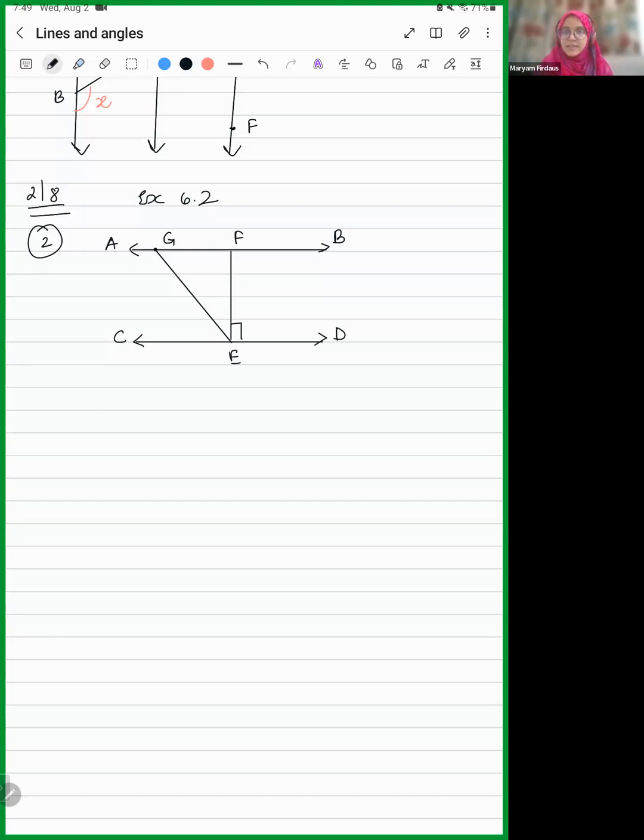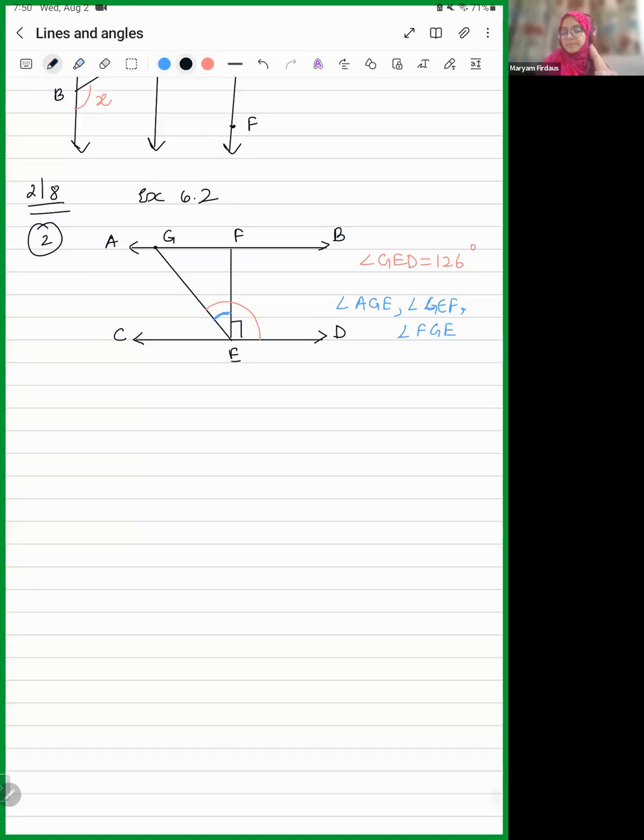They have told us that angle GED is 126. So angle GED is this one, 126 degrees. And what we have to do is find angle AGE, which is this one, the smaller one. Angle AGE we have to find. We have to find angle GEF and angle FGE.